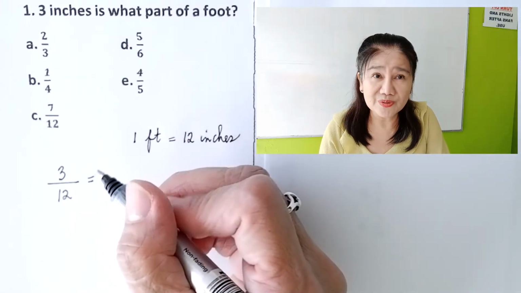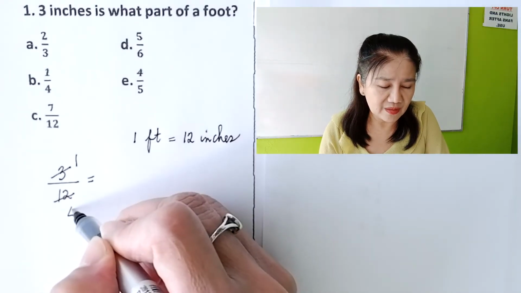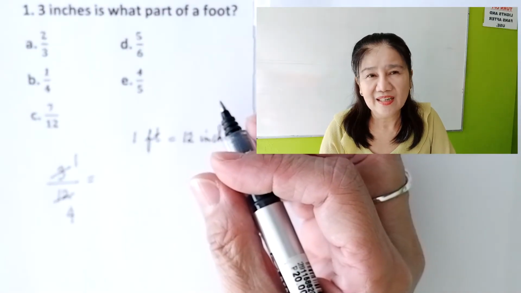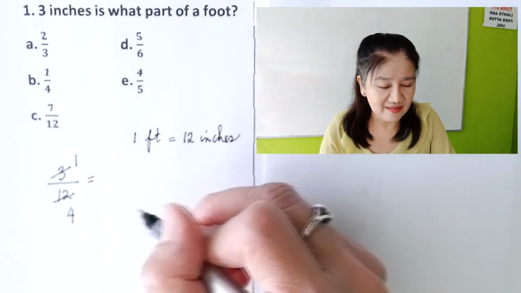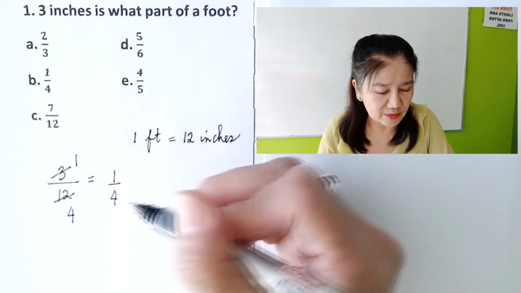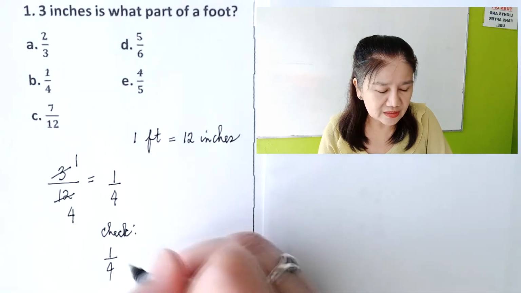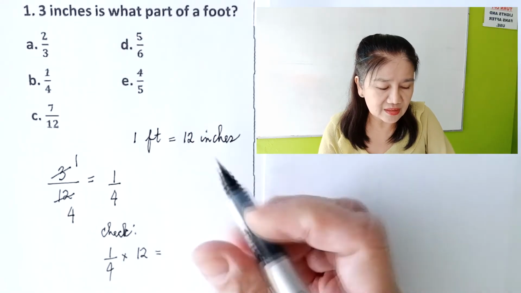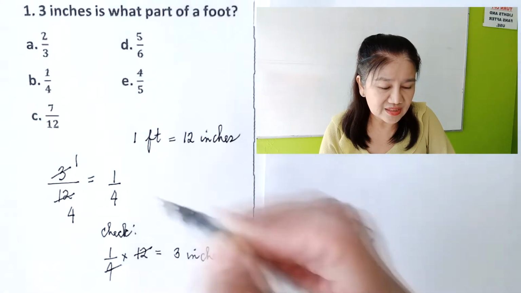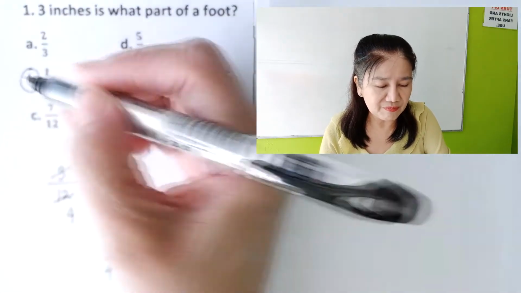The fastest is for you to use cancellation. 3 divided by 3 is 1. 12 divided by 3 is 4. In your school, you call this simplifying or transforming the fraction in lowest terms. So the lowest terms is 1/4. Meaning, if you're going to check, 1/4 of 12 is 12 divided by 4, which is 3 inches, which is there, 3 inches. So the answer is 1/4, letter B.